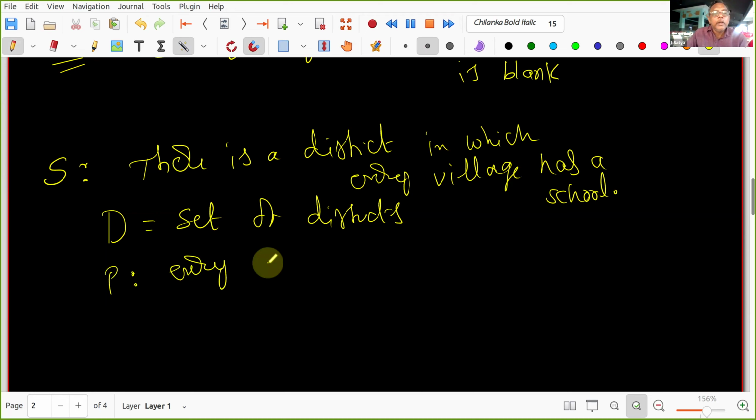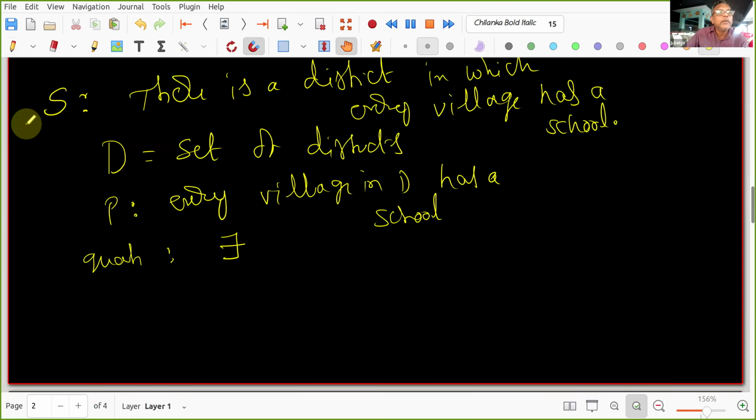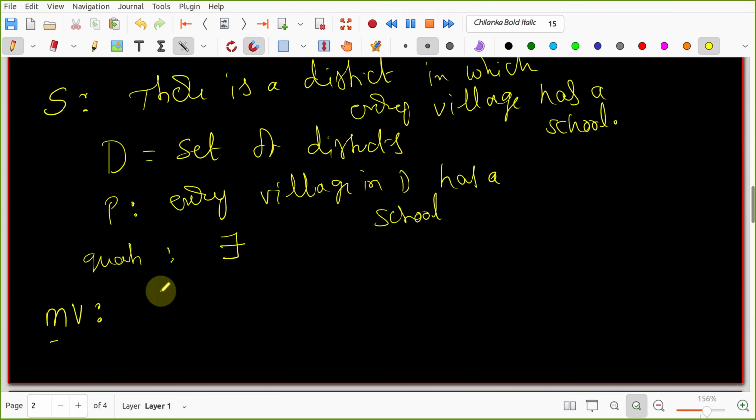So the property is that every village in D has a school. What is the quantifier? There exists. Wonderful. Now can you tell me the entire statement in mathematical version? There exists d belongs to D. Now I'll take small d belongs to D, right? Inside the bracket.